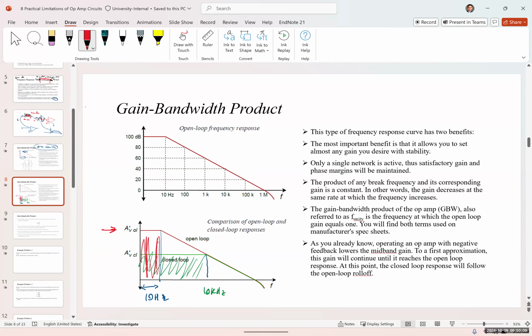But the gain of the closed loop is much less than the, let's say this, gain AOL and ACL. So for open loop, the gain is much higher than closed loop.